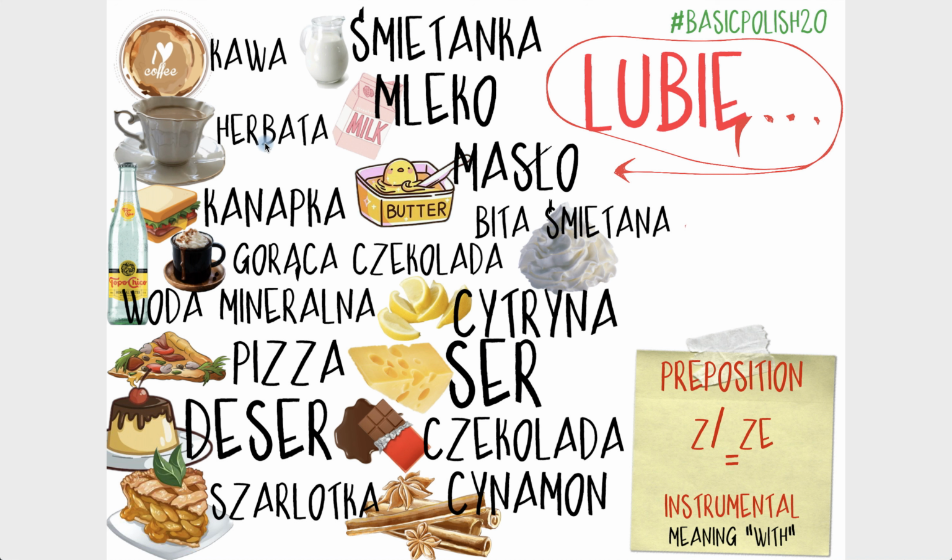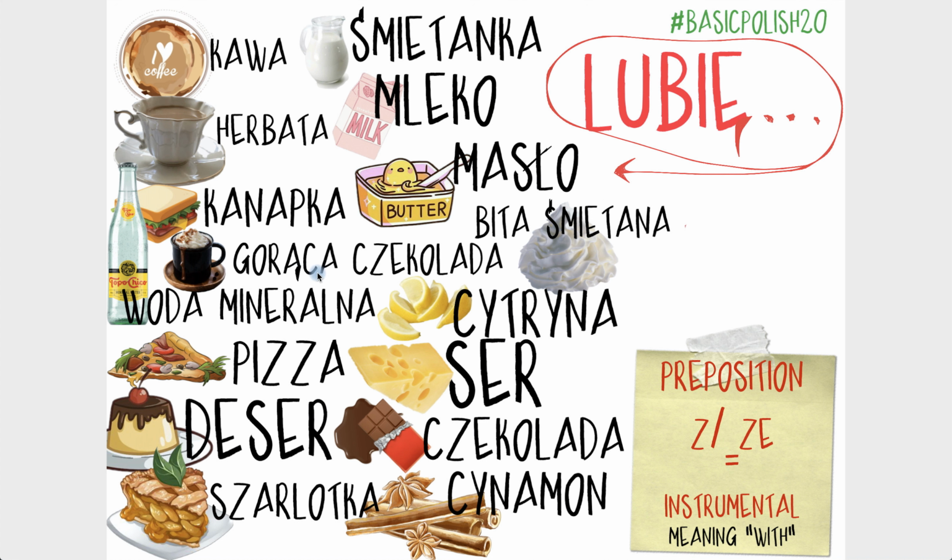Now, I like tea with milk. Accusative, instrumental. Lubię herbatę z mlekiem. I like sandwich with butter. Lubię kanapkę z masłem. Accusative, instrumental.